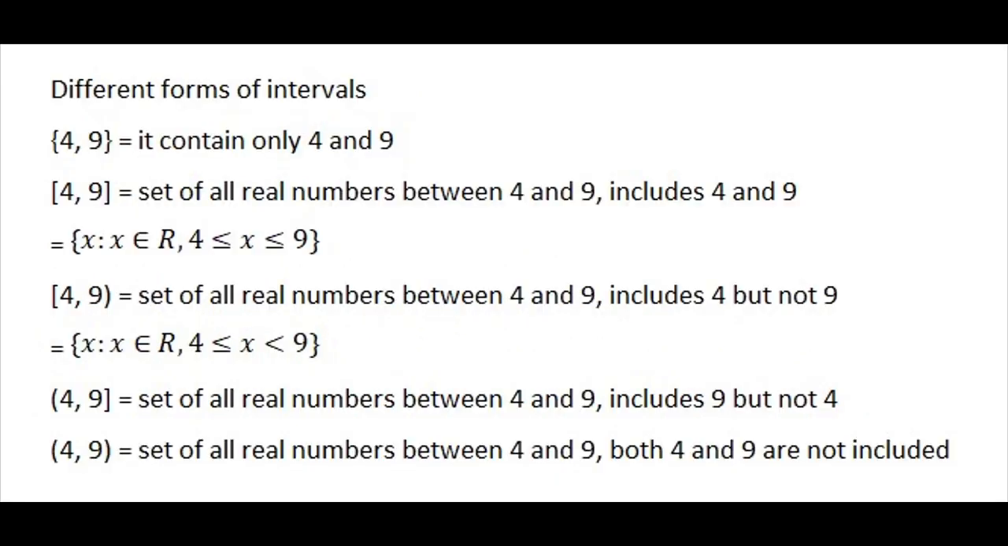How to use brackets in an appropriate way? If I write the set {4, 9} with flower brackets, the set contains 2 elements, only 4 and 9. If I use closed brackets [4, 9], it is the set of all real numbers between 4 and 9, including 4 and 9. Symbolically, the set of x such that x belongs to real numbers, 4 less than or equal to x less than or equal to 9. And the other way, if we put an open bracket on 9, then all real numbers are included, including 4 but not including 9. So wherever the open curved bracket comes, that is not at all included.